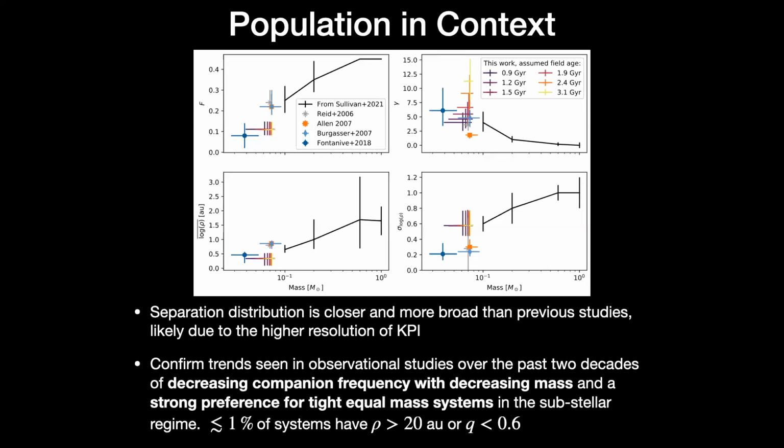And then just general trends that we've seen is this decrease in companion frequency as you go to lower and lower mass. And then, as I said at the beginning, this strong preference for equal mass, a high mass ratio power law index, and tight separations. So just some numbers to put on that: less than 1% of these binary brown dwarf systems have separations greater than 20 AU or mass ratios less than 0.6. So they're very rare.